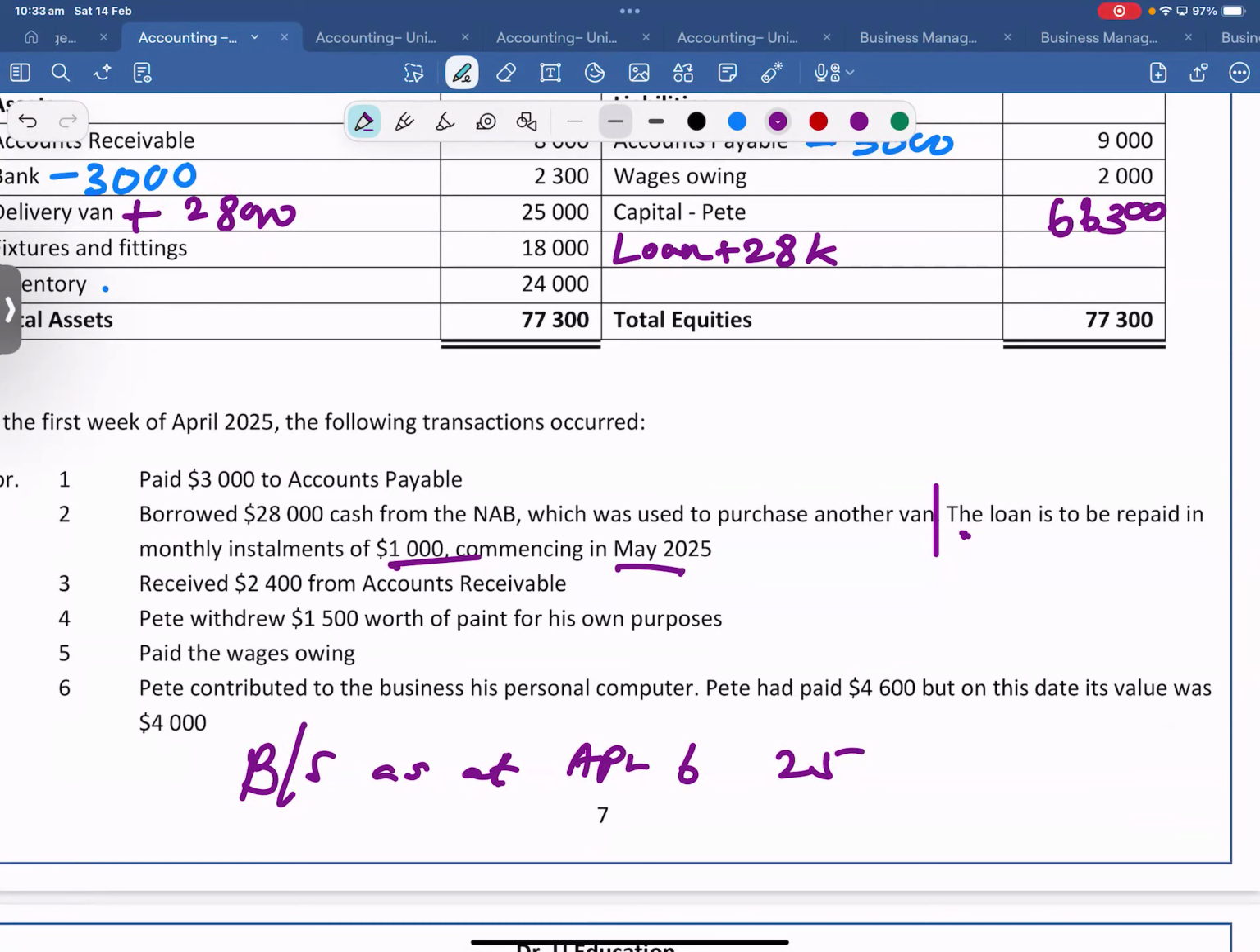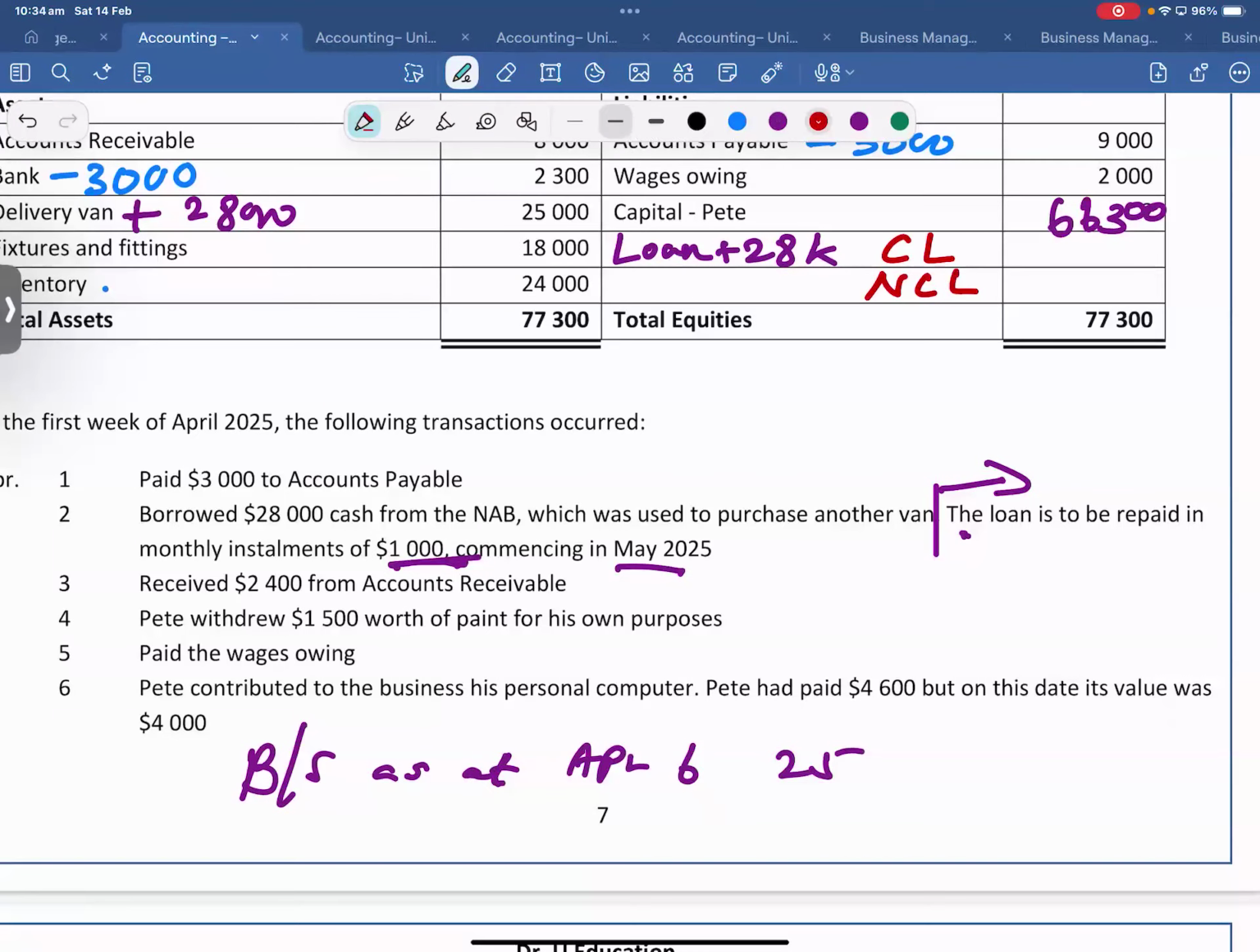Anything else that the examiner is going to indicate with this statement from here? If it's monthly installments of $1,000, it'll take 28 months, so it's a non-current liability. Very good. That's the indication. That 28K we have to subdivide into current and non-current. So how do we do that? How much is the current portion? How much is the non-current? So I'll write here current liability, non-current liability for loan.